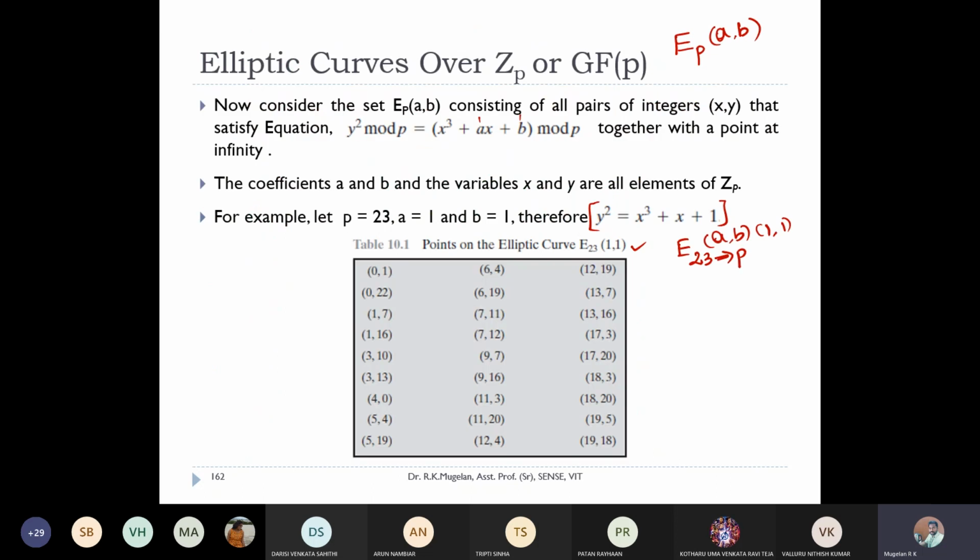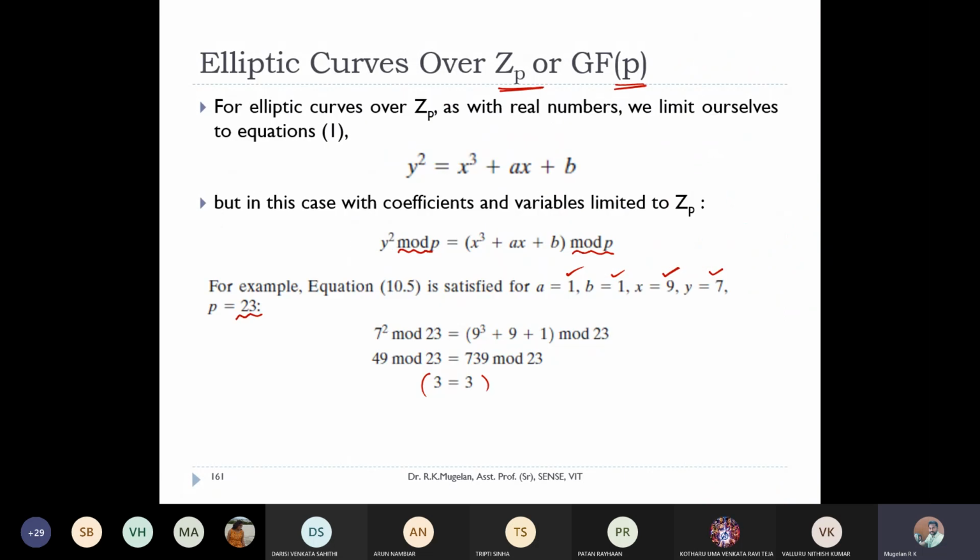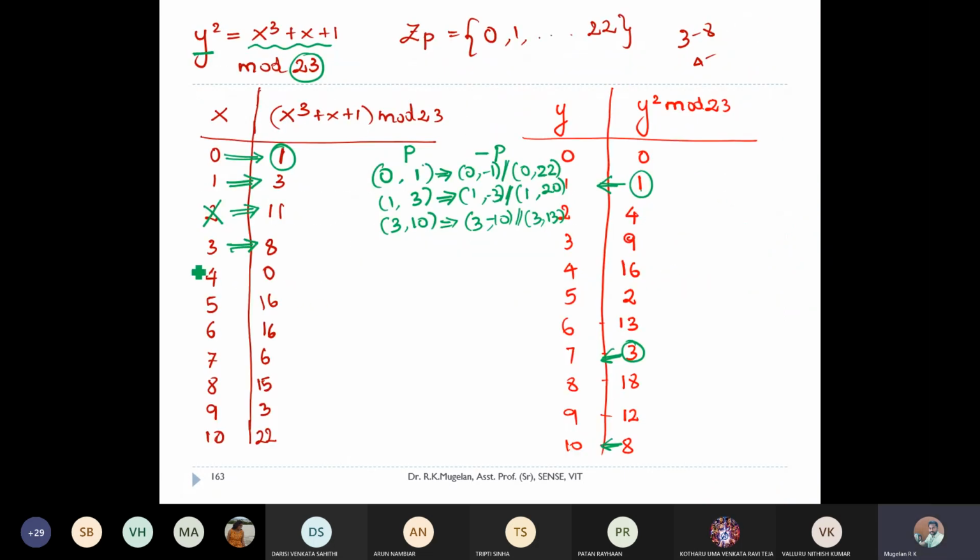Like this, you will be solving for all the points. You can see 0, 1, its negative is 0, 22; 1, 7; 1, 16; 3, 10; 3, minus 10 is 3, 13; 4, 0. We can see here, sorry, for 4 we got this 0, and 0 is present here. So the point is 4, 0, and the negative point is 4, minus 0.